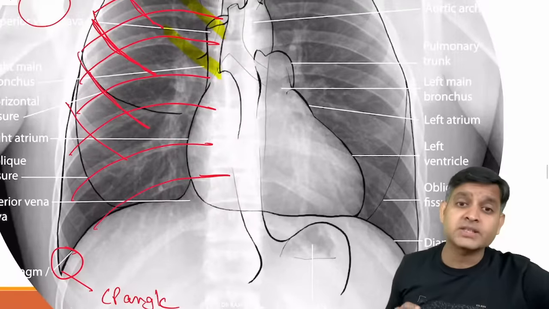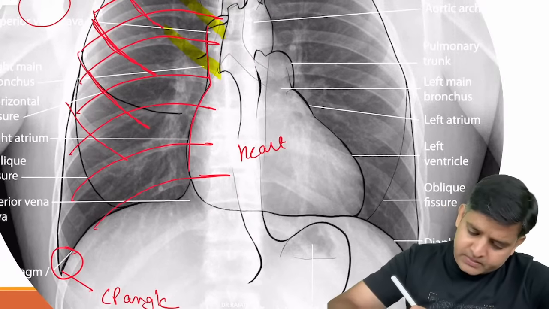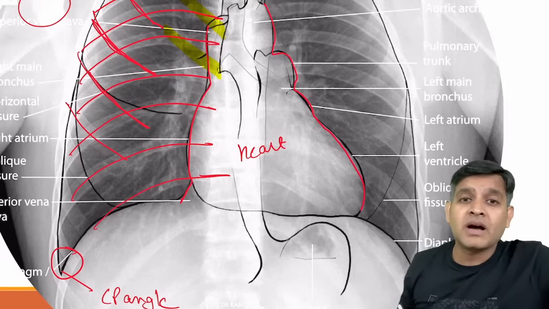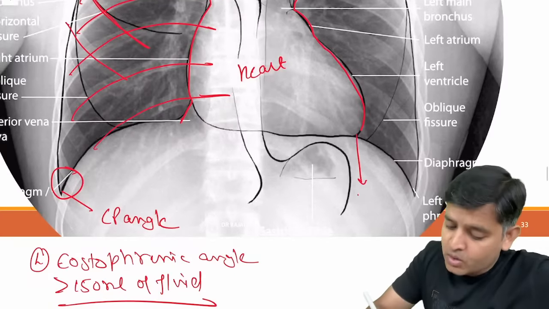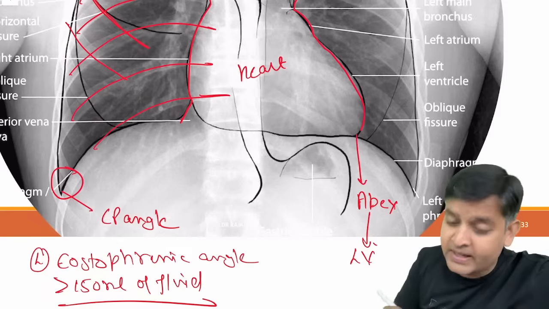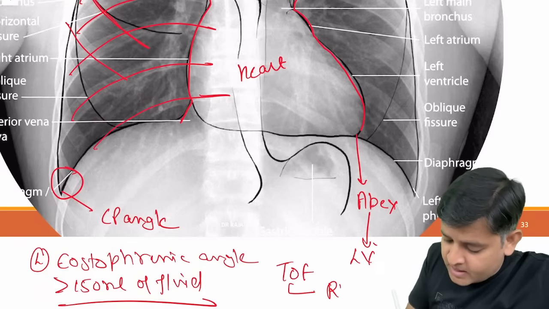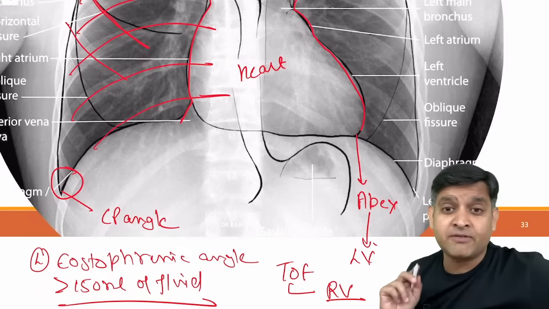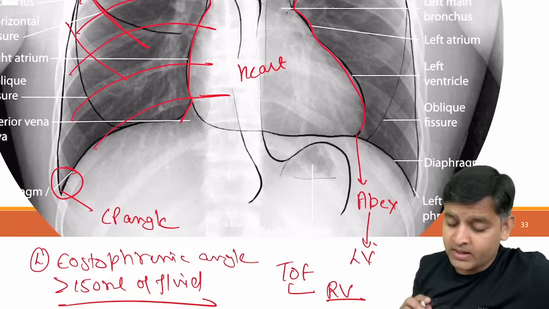Okay, now let us see this. This is heart. This is the right heart border and this is the left heart border. You all know the right and left heart borders, I will not tell you in the revision class. Just tell me, who makes the apex? So apex is made by left ventricle in most of the cases. But what should you remember? In tetralogy of Fallot, the apex is formed by the right ventricle. In normal chest x-ray, apex is formed by the left ventricle. But in tetralogy of Fallot, apex of the heart is formed by the right ventricle.